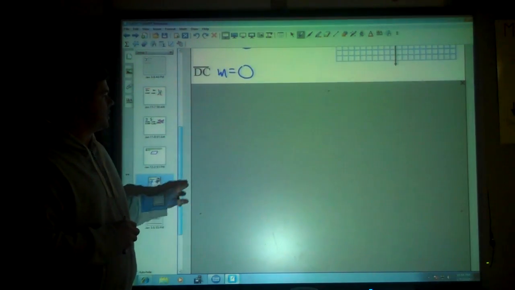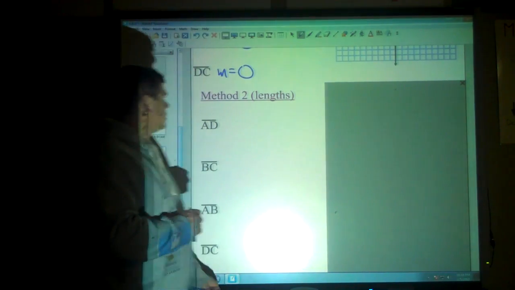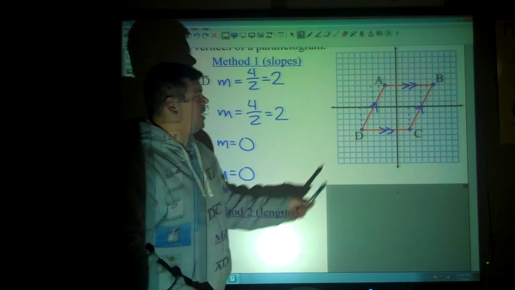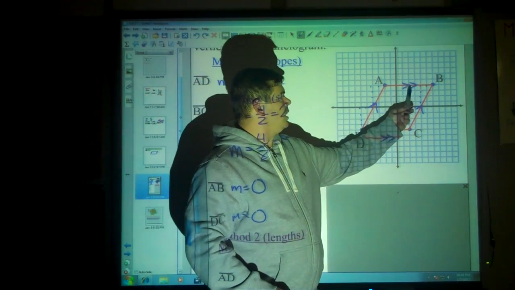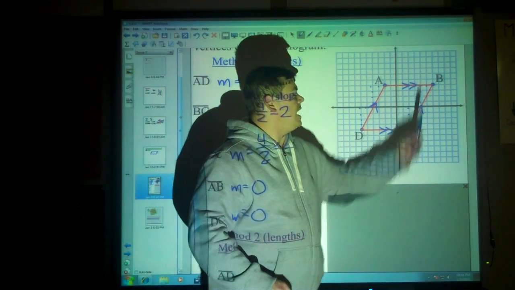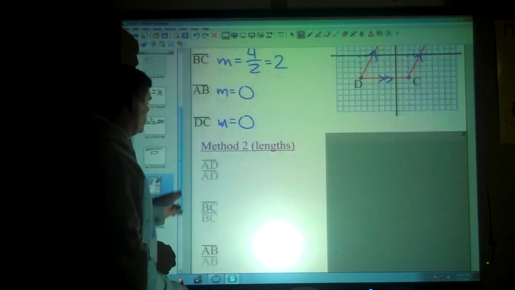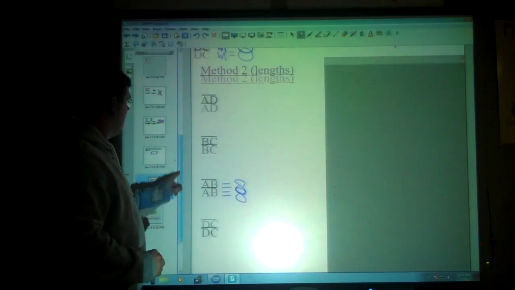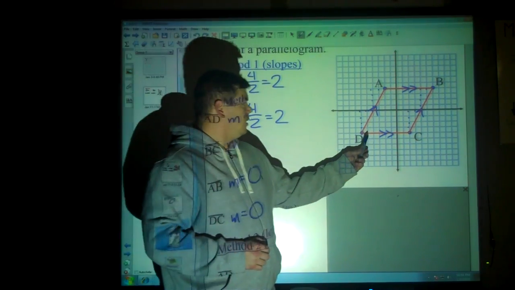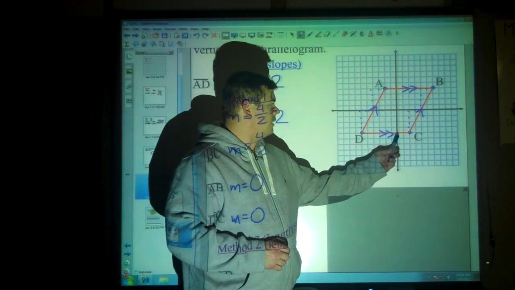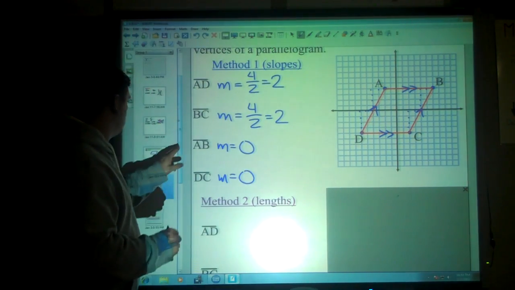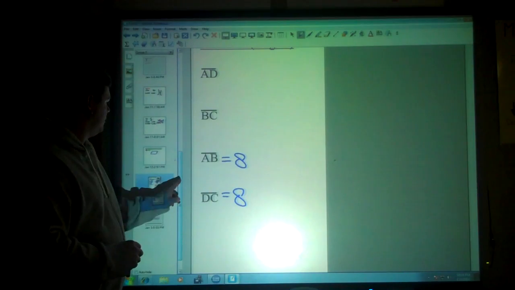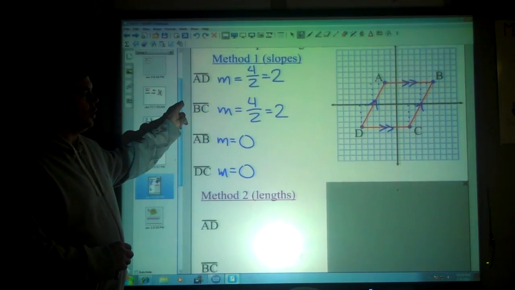Another method would be to look at the lengths of the sides. Now that's a little bit more difficult. On A and B it's not too hard, you can just count. 1, 2, 3, 4, 5, 6, 7, 8. It's 8 units across. So from A to B, the length equals 8 units. And D to C is pretty easy to count. 1, 2, 3, 4, 5, 6, 7, 8. Okay, so that's a good start. We know we have 8. But A and D are a little harder.